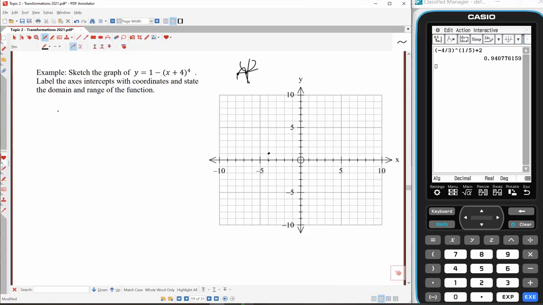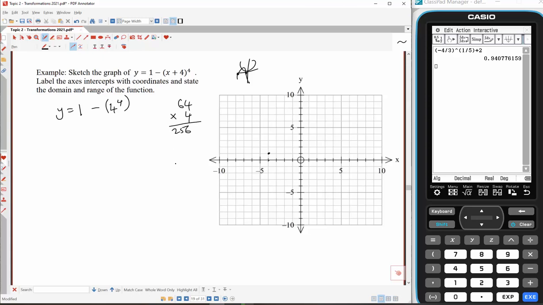Okay, so let's get the y-intercept first when x is equal to 0. y equals 1 take away 4 to the 4. Now, 4 to the 4, how to work that one out? We could do 4 to the 3. That's one I just know, that's 64. And then multiply it by 4, so we get 256.